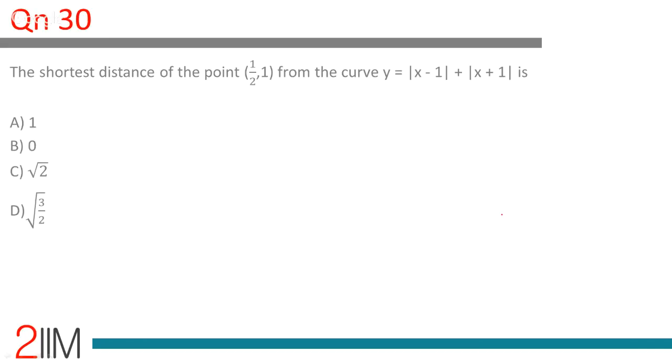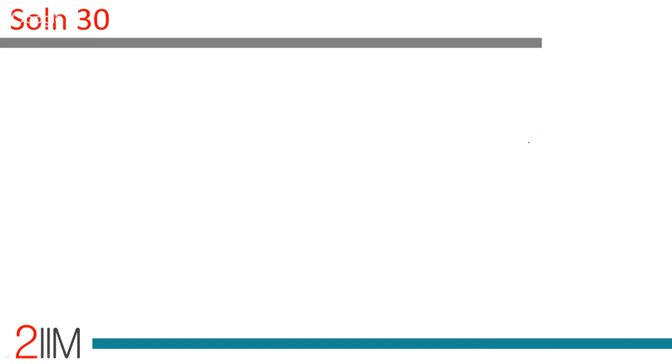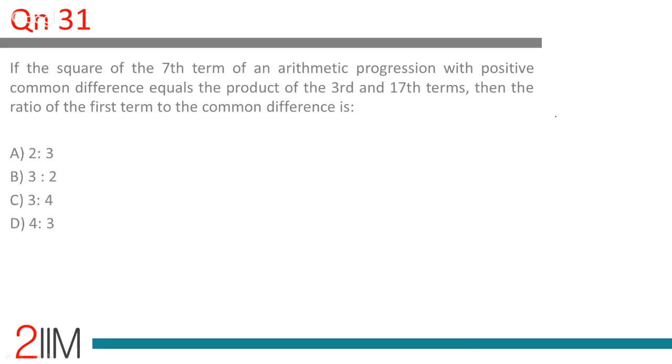Shortest distance at the point half comma 1 from the curve y equal to mod of, I'm not doing this. So 30 goes into the pot again, I'll come back. Unfortunately, I don't remember the questions that I've skipped, to go over the whole thing all over again. We'll come back to that.